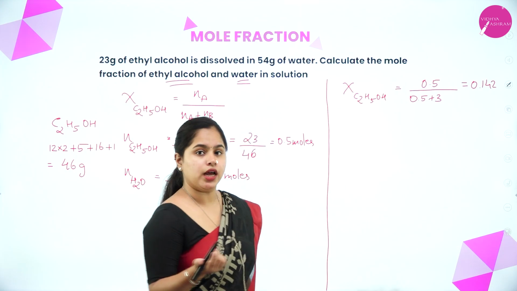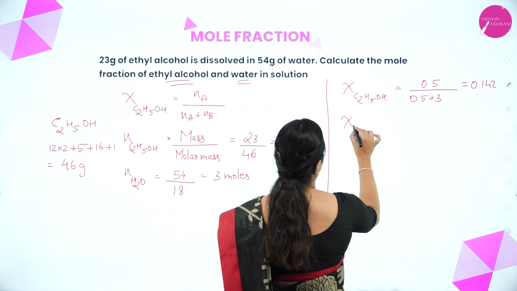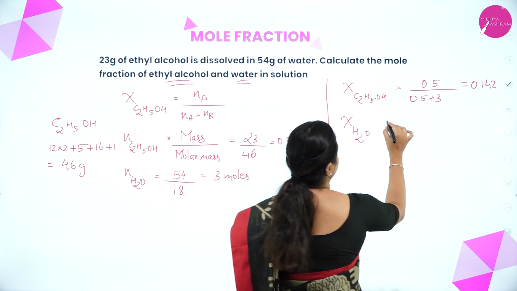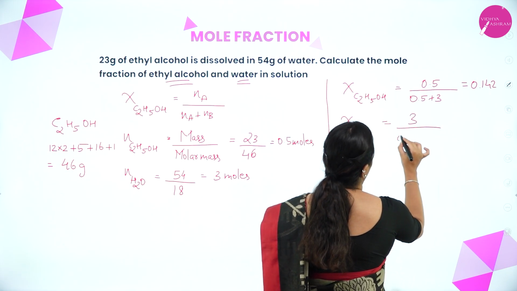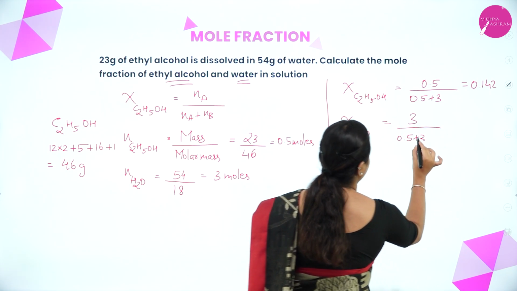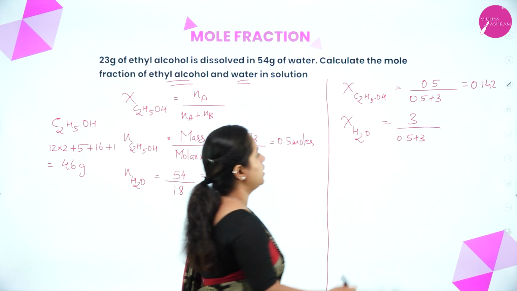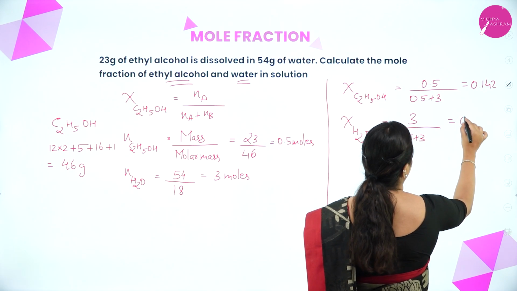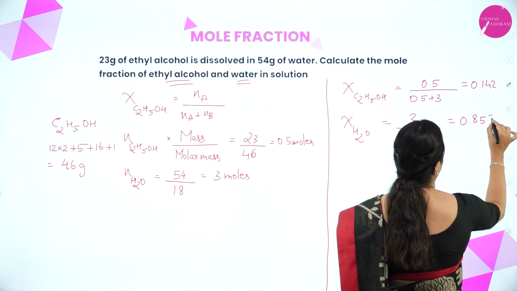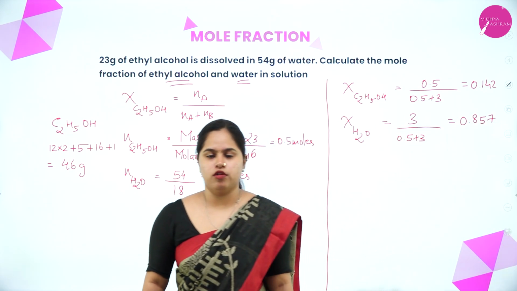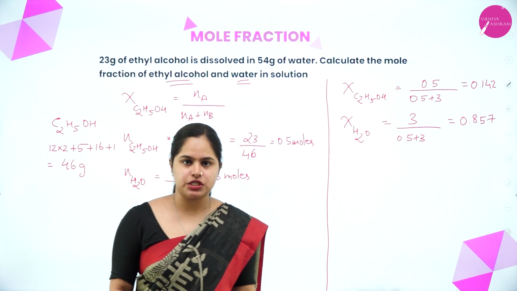So now how can you calculate the mole fraction of water? It will be equal to 3 divided by 0.5 plus 3, right? It is number of moles of your water divided by total number of moles of solution. So that will give me 0.857. That will be your mole fraction. So I hope mole fraction is clear for you.